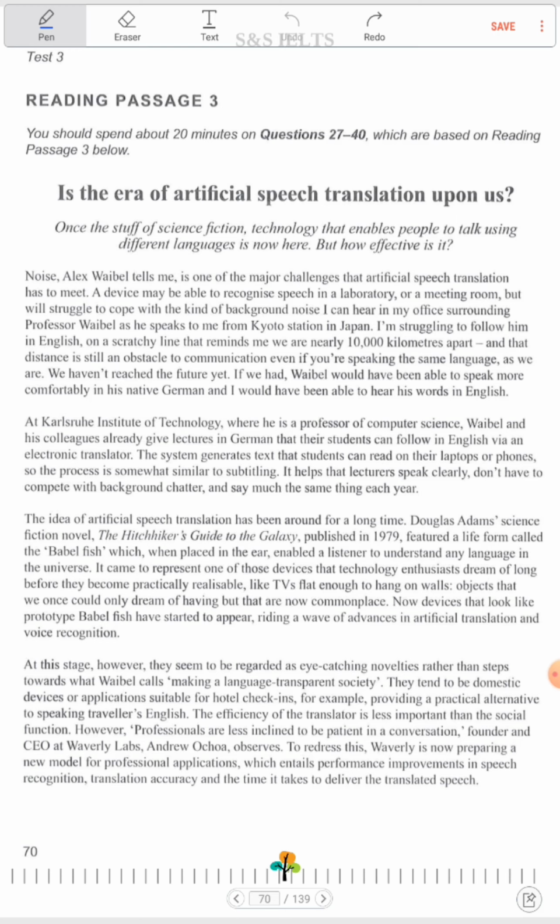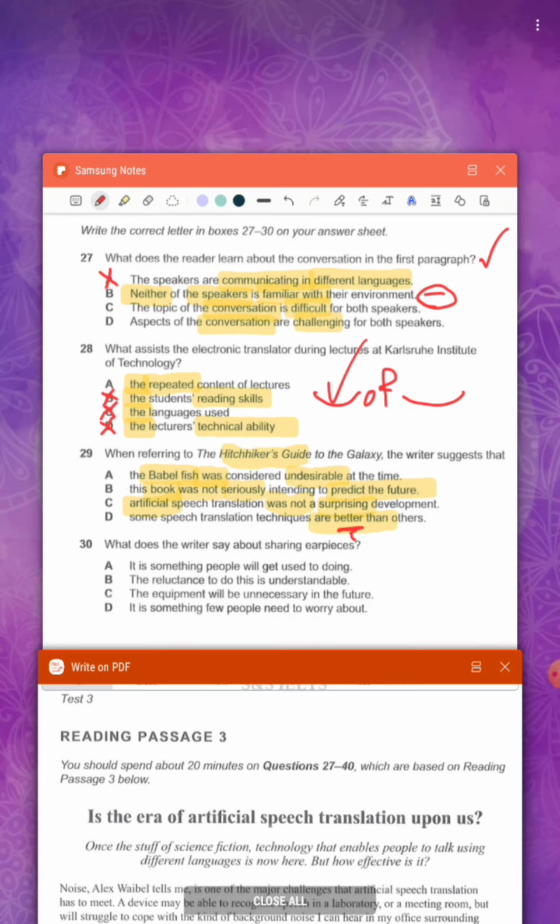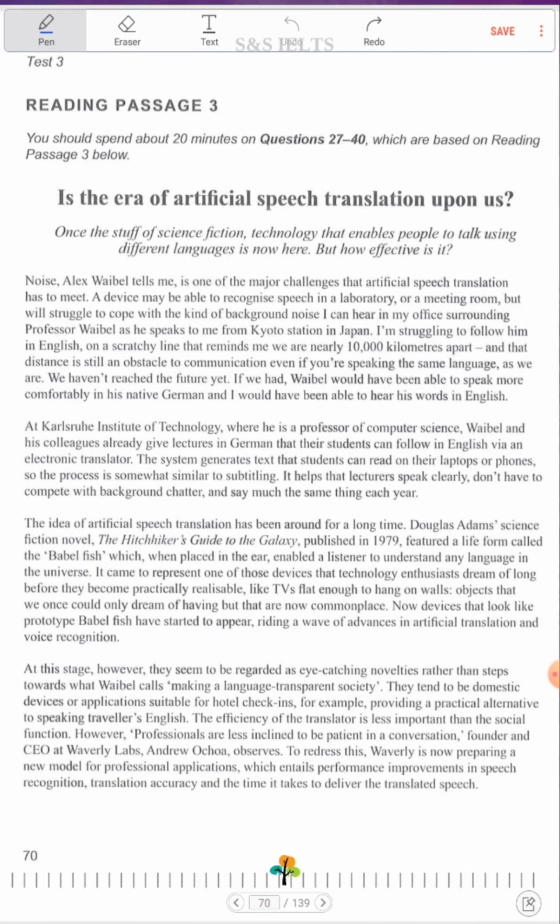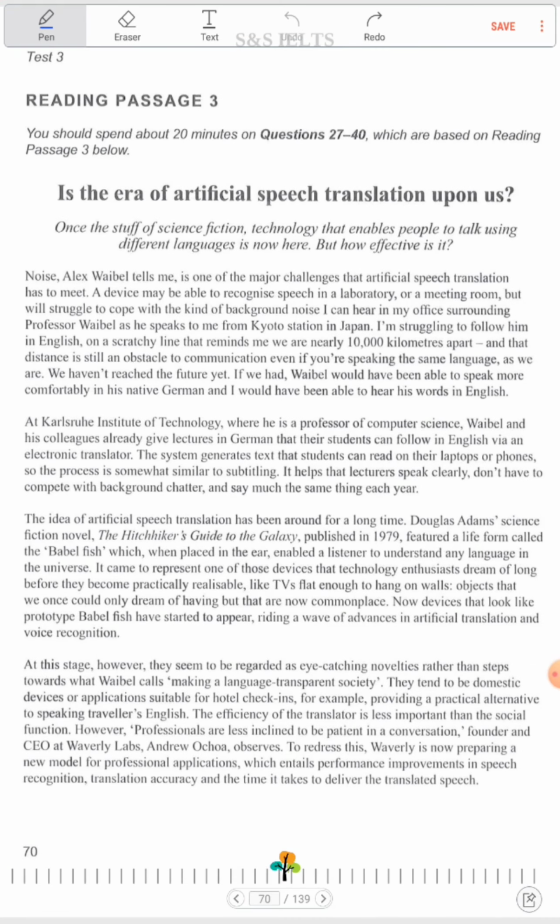Now I want you to analyze why the other choices are not the best answers, one by one. Number A. In A, everybody, the text doesn't suggest that the Babelfish was considered undesirable at that time. It actually presents it as a desirable and futuristic technology that technology enthusiasts dreamt of having, as you can see in the text. So A cannot be the answer.